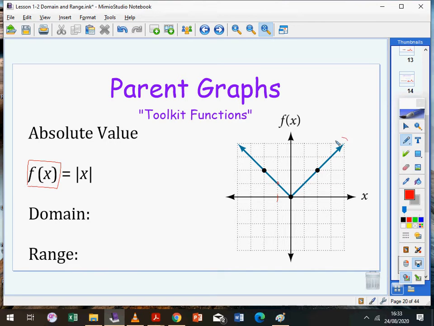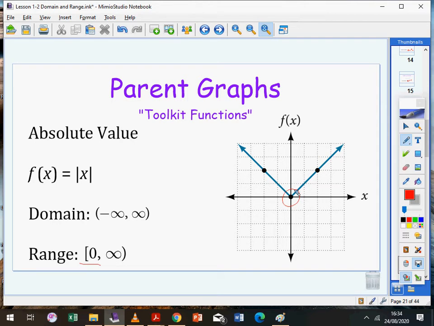Again, these arrows show you that it's continuing indefinitely, positive and negative. And since I don't have anything in the negative side of the y-axis, that tells me that the range is only positive values starting from 0 going upwards. So the domain would be negative infinity to positive infinity, but the range will only start from 0, 0 included, because the graph touches 0.